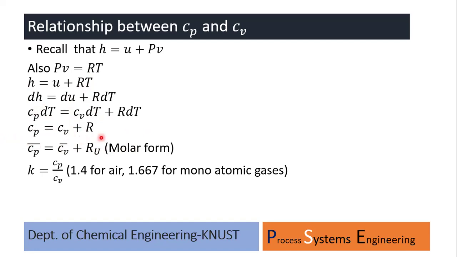Right, so the difference between what we have here and what we have here is that this is in the molar form. Our units are something per mole. Is that okay? But then this is not in the molar form, so it is not per mole. Then we have another term, K. So K is just Cp divided by Cv. When we do that for air, the value is 1.4. And then for monoatomic gases, we have 1.667.